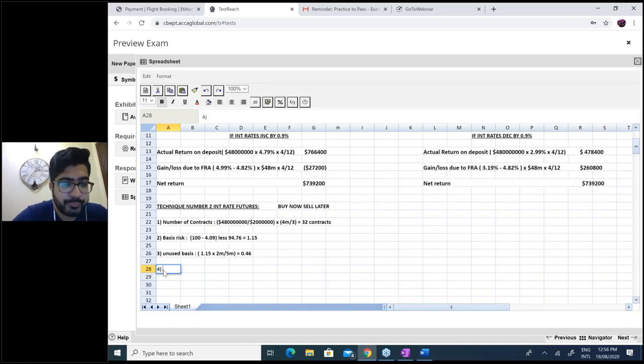Borrowed deposit amount is 48 million, over contract size 2 million, into time period 4 months, over 3 gives 32 contracts. Basis risk: spot 100 less LIBOR interbank rate 4.09, less futures price, which is given. You took the March future, 1.15. Unused basis, the basis risk 1.15. Extra months over total months are a bit tricky.